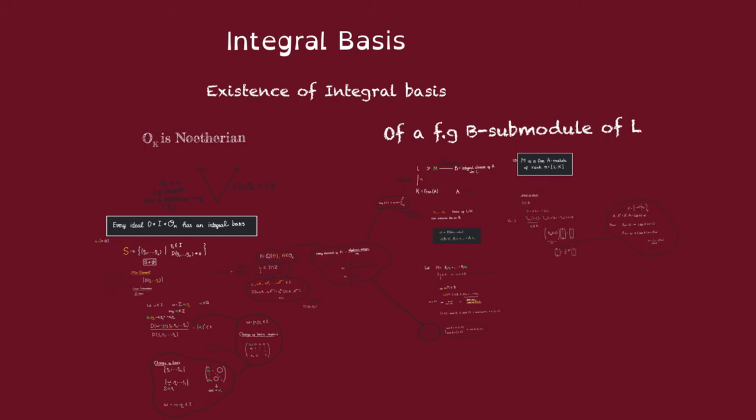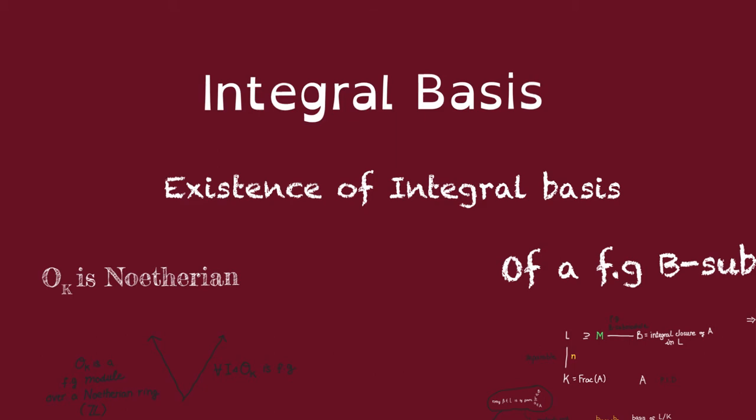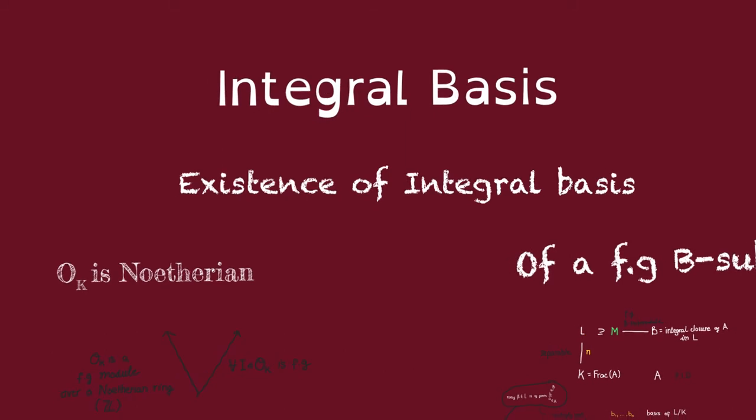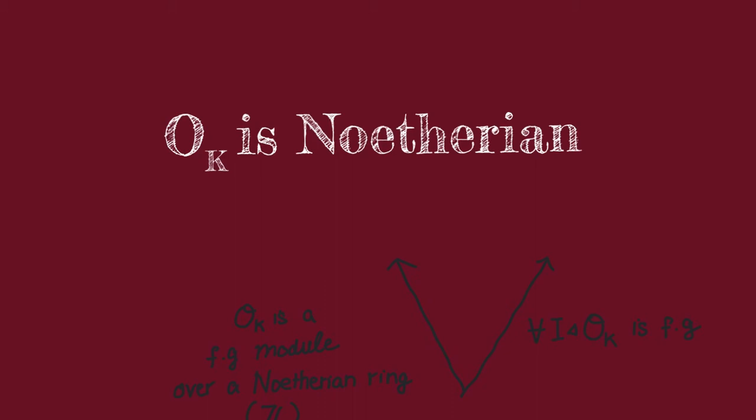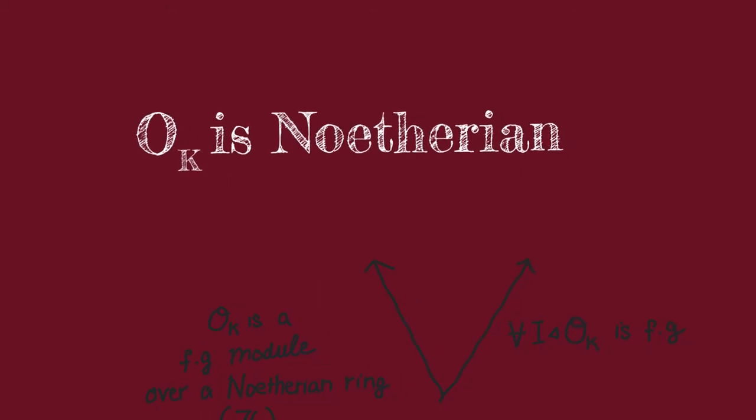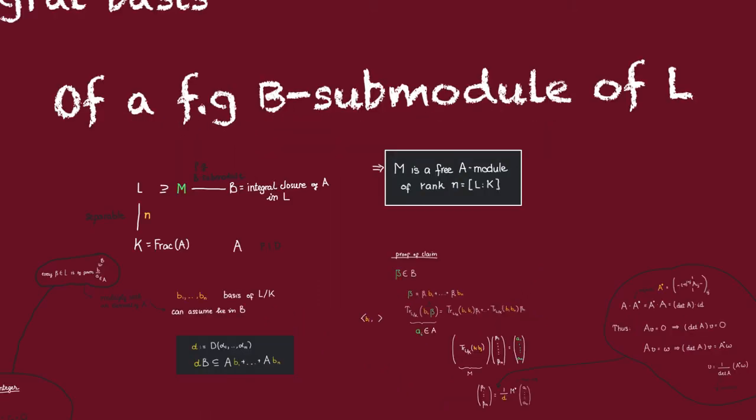Today we're going to do an extremely quick review of some ideas about integral basis and discriminant, and we'll do so by proving the existence of an integral basis. Integral basis of what? Well, first we'll prove existence of an integral basis of the ring of algebraic integers of a number field, and then we'll prove it for a more general scenario. This is a proof in Neukirch.